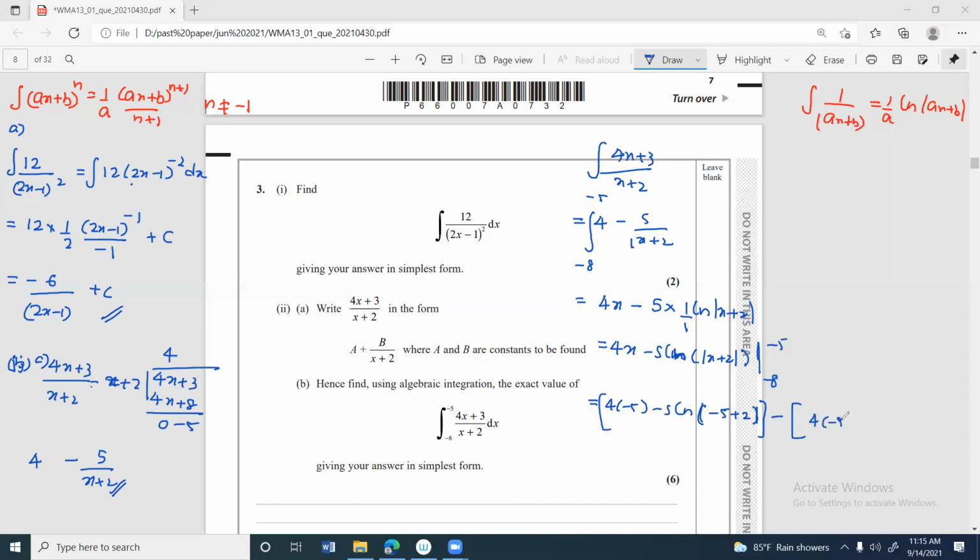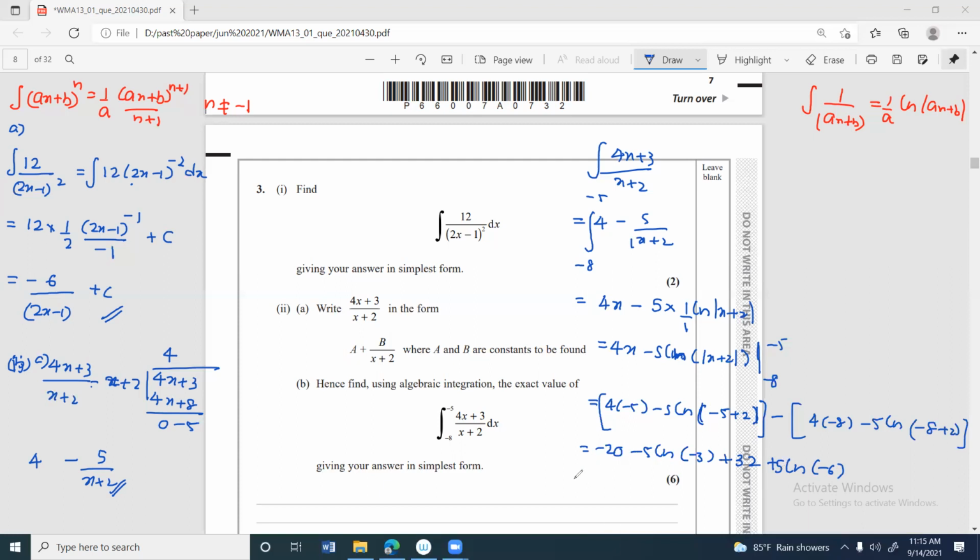4 into minus 8 minus 5 times of ln minus 8 plus 2. So we will go ahead and see. Minus 20 minus 5 ln minus 3 plus 32 plus 5 ln minus 6. Sorry, there should be a 5 there: 32, 5 ln minus 6.